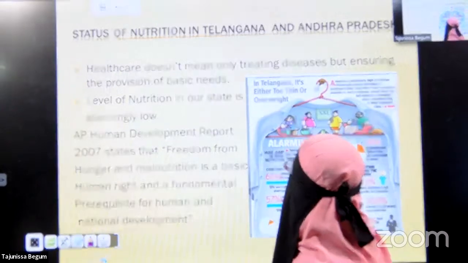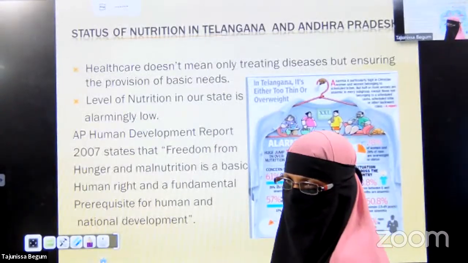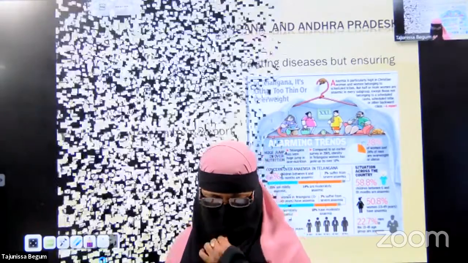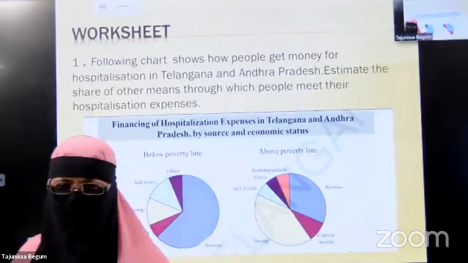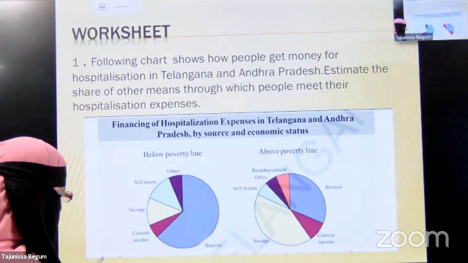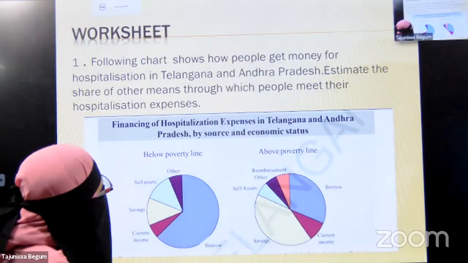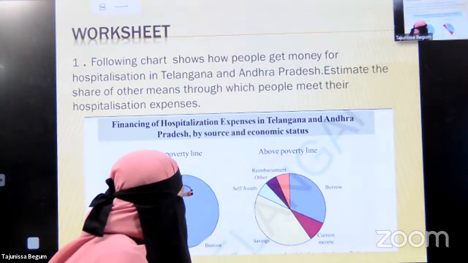status of nutrition in Telangana. See, next is the following chart. What is this chart? It shows how people get money for hospitalization in Telangana.